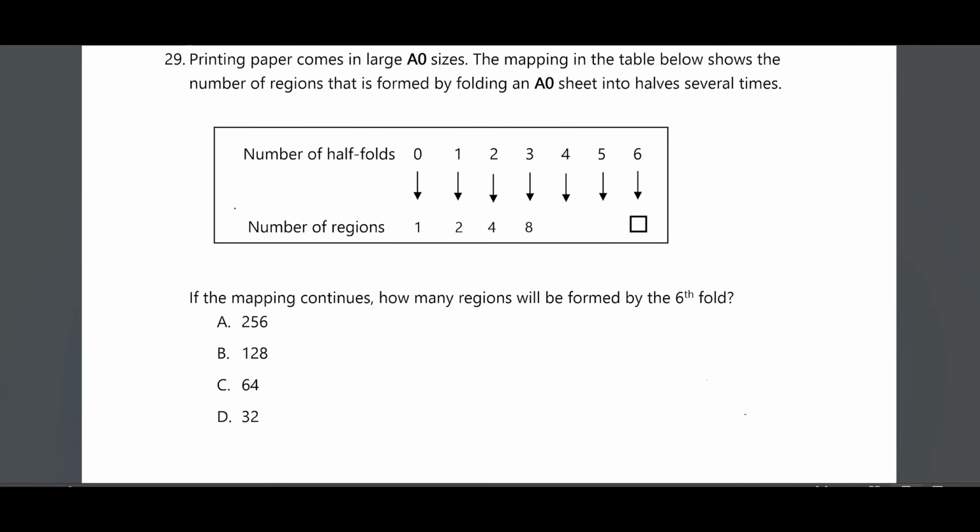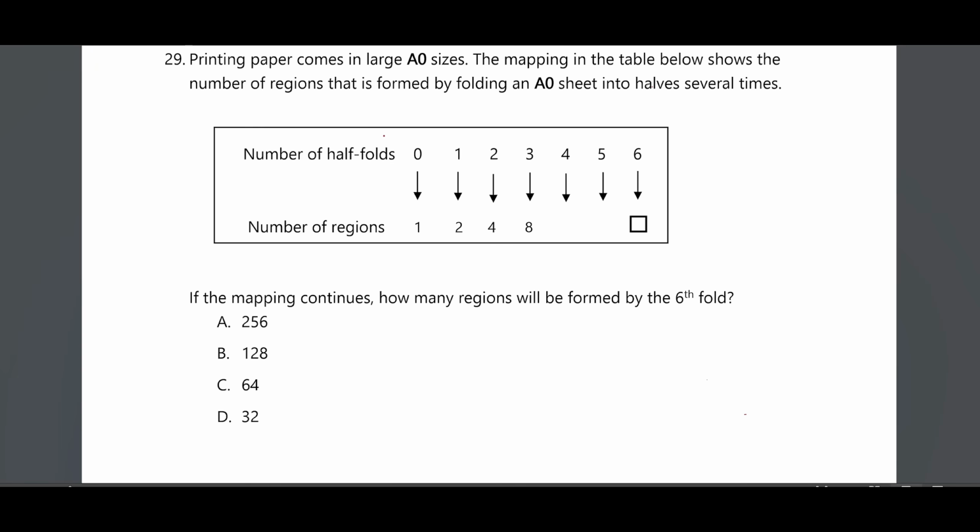Question 29. Printing paper comes in large A0 sizes. The map in the table below shows the number of regions that is formed by folding an A0 sheet into halves several times. So everything has been summarized in this table. So let's focus on the table to answer question 29.